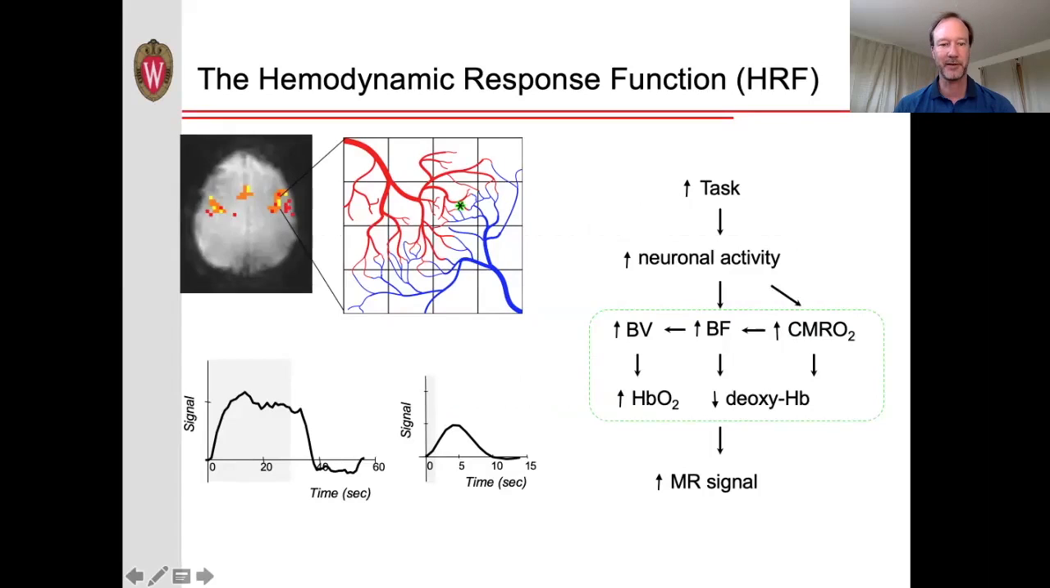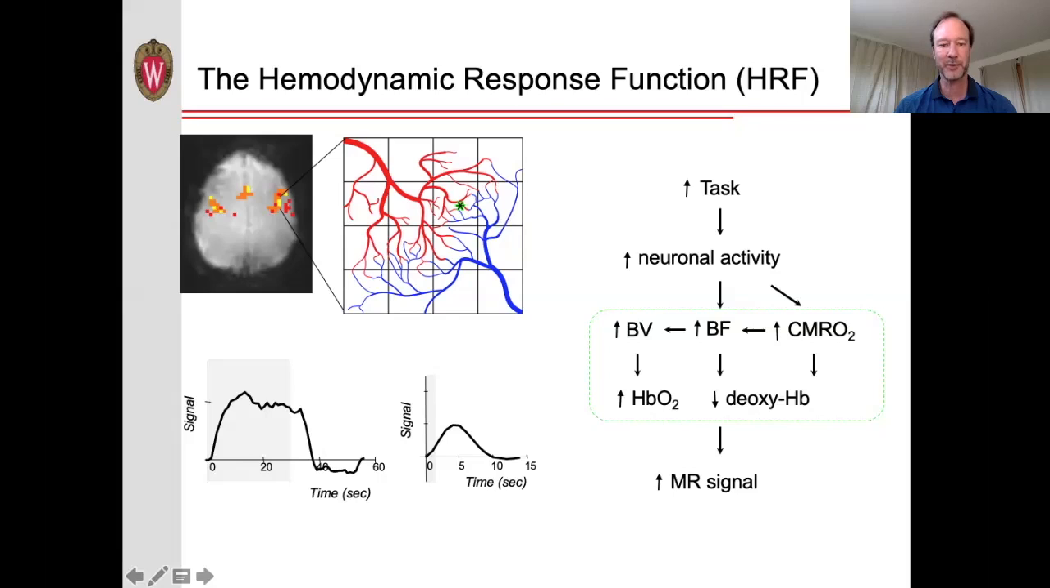So for example, on the left here, you can see the time course during a 30-second period of finger tapping. And you can see that the signal slowly increases, it reaches a plateau, and then when the activity stops, the signal slowly returns back down to baseline. And similarly, if a person were to tap only the finger for 1 second, the signal slowly increases, reaches a peak at about 5 seconds, and then slowly decreases down, with the entire hemodynamic response lasting about 10 to 15 seconds.